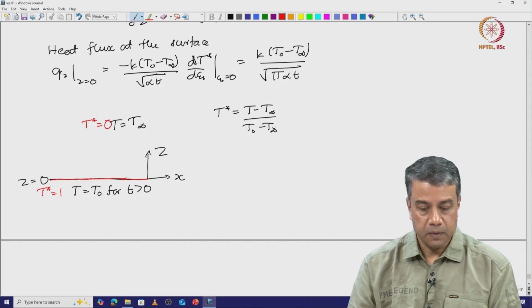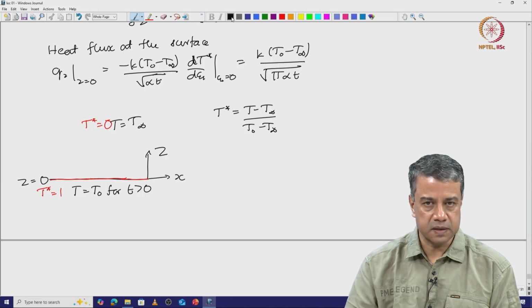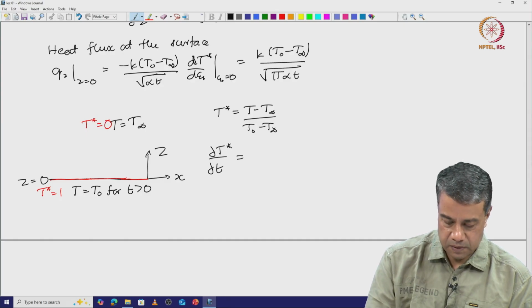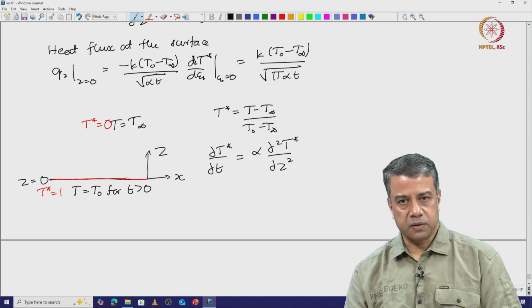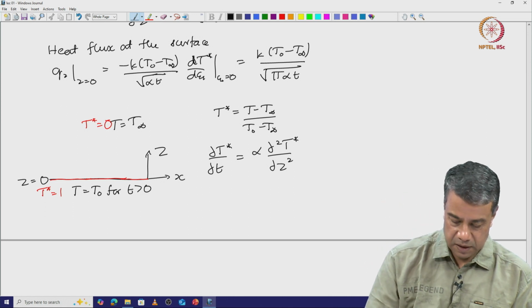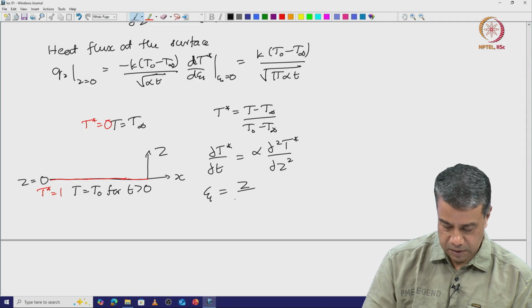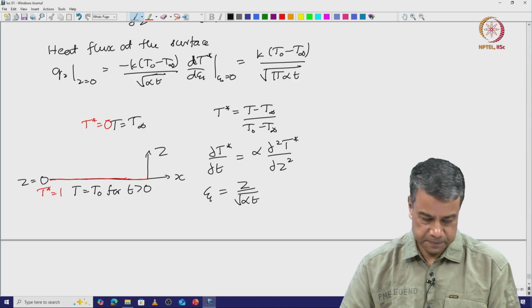We found that there was no way to scale the z coordinates, because the temperature equation was partial T by partial t is equal to alpha d square T by dz square. There was no way for us to scale the z coordinate, and therefore we had written a similarity variable psi is equal to z by root alpha t. This was the similarity variable.